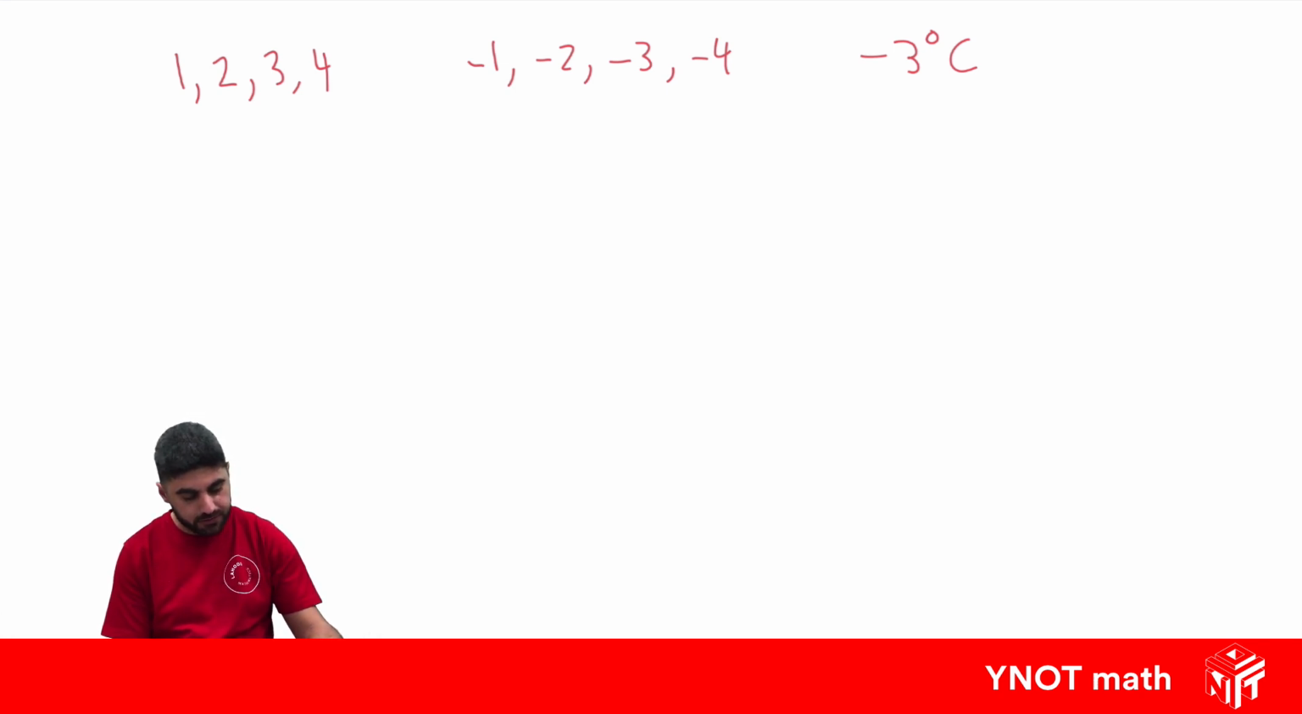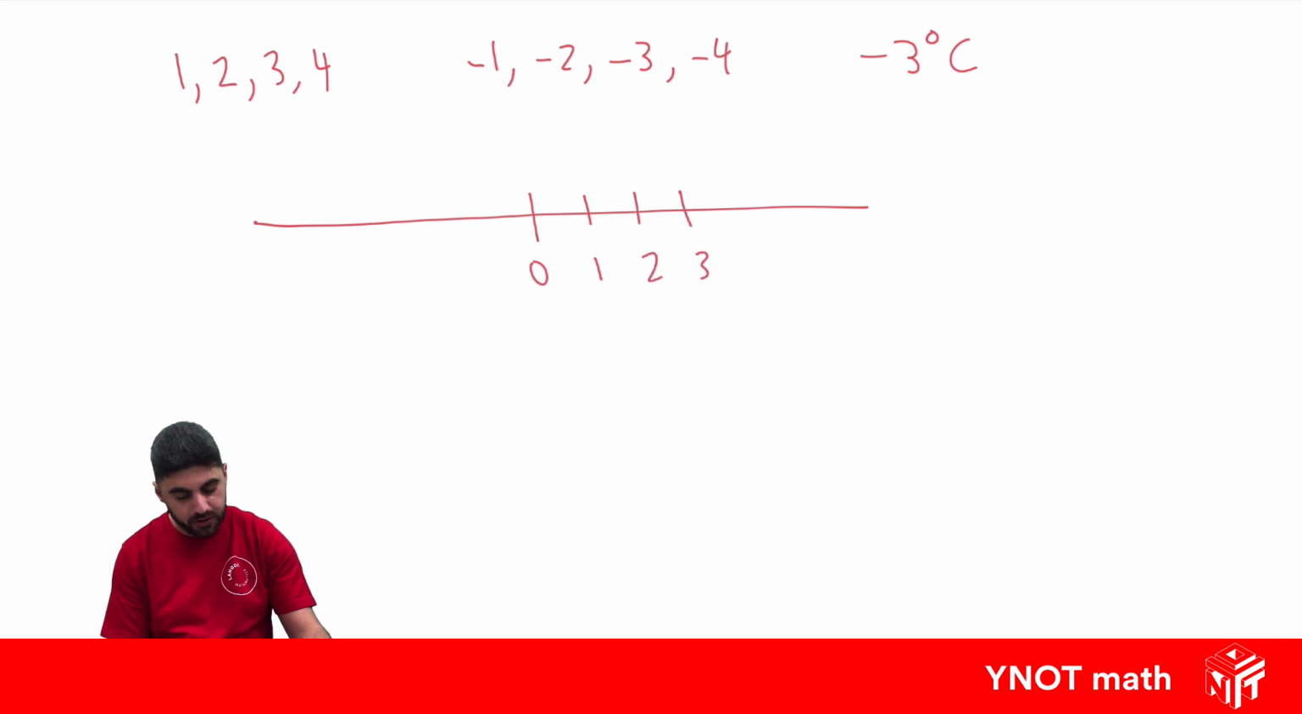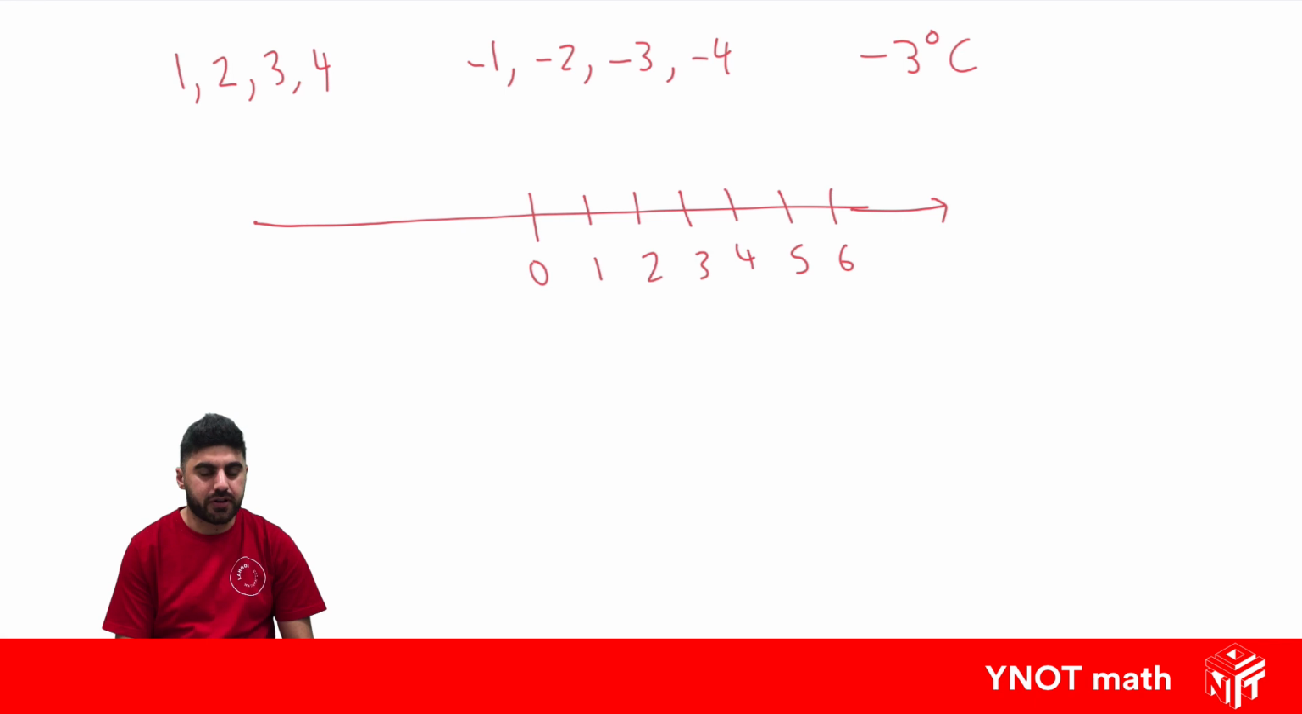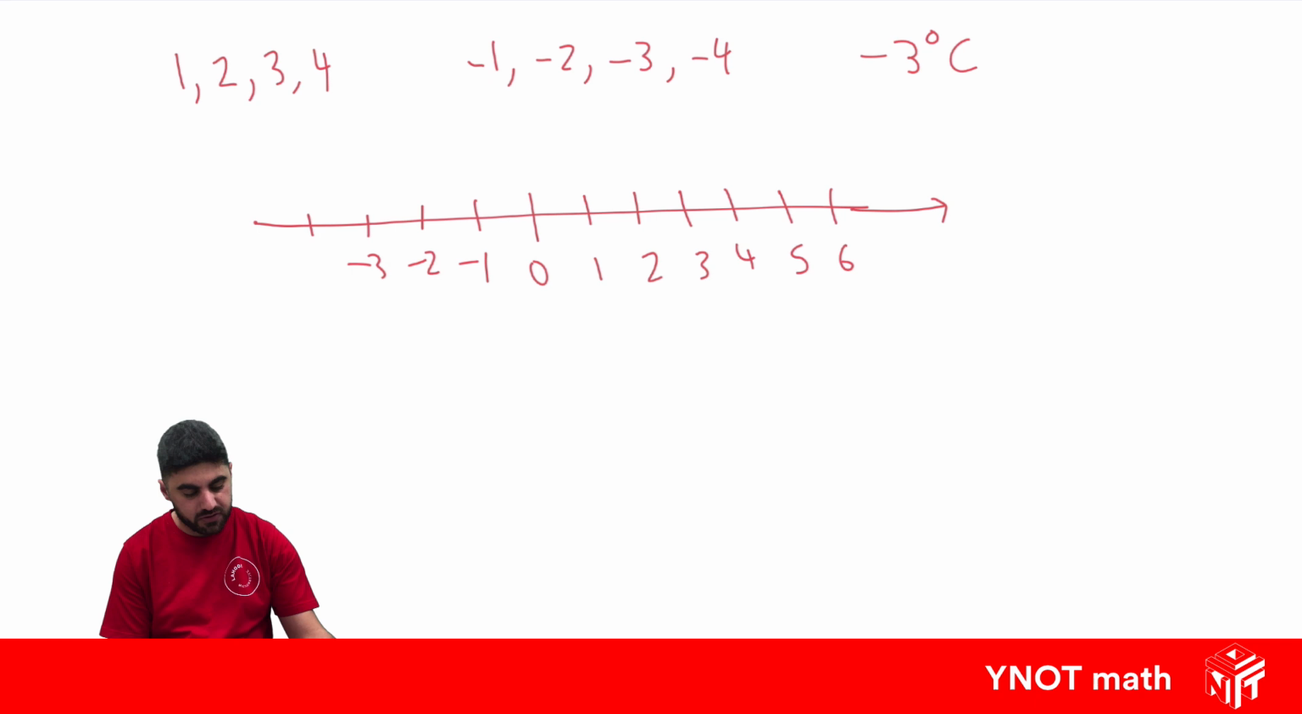Let's draw a number line. You should have seen this before. So 0, 1, 2, 3, 4, 5, 6. That goes forever. Now negative numbers also fit on the number line and they go the other way from 0. So on this side, we start at minus 1, minus 2, minus 3, minus 4, and they also go on forever.